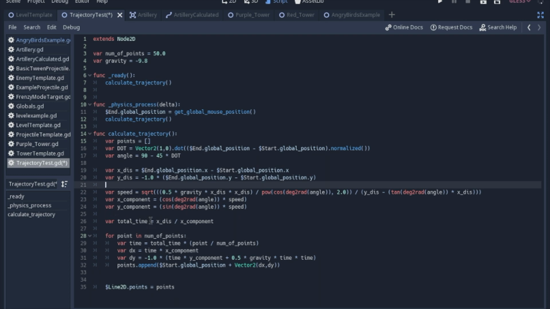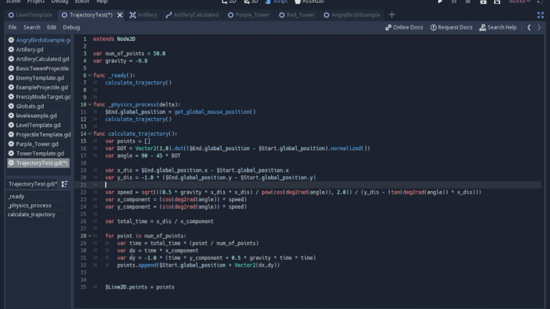Our total time is going to take the total distance, that x distance between the two nodes. We're going to divide it by our x component. Then again, we'll take for point in number of points. We're going to figure out at what time step we are at, again with the total time times the point divided by number of points.